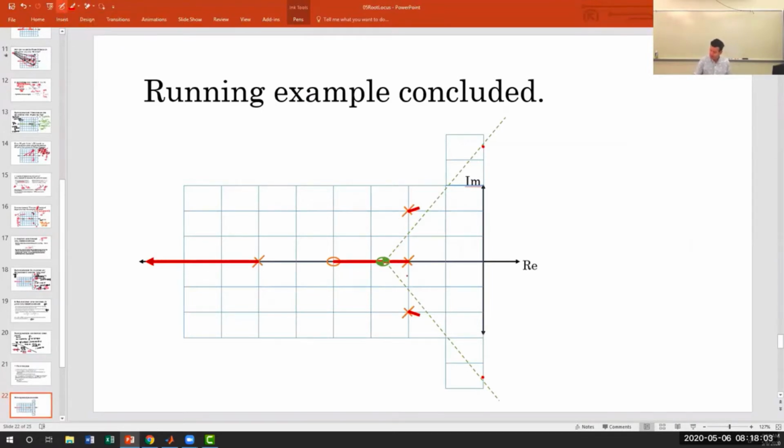What we have on the screen now is all of the points. So I guess to recap, let's go in orange. We first figured out the open loop P's and Z's. So that was the orange X's and O's here on the screen. Then we did the real axis. That gave us this bit and that bit. Then we did the asymptotes.